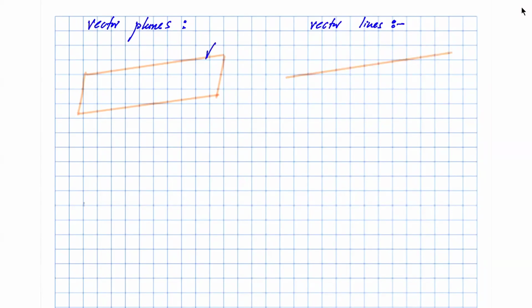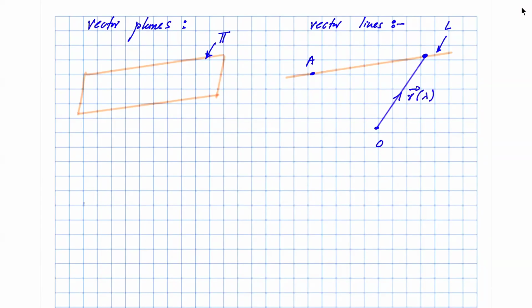Now, planes are defined by pi. Lines are defined by L. So, we have to know this picture precisely. If you want to define a line, there should be a point on the plane. And origin is somewhere here. So we are going to look at a point on the line from the origin, and that is called R of lambda.